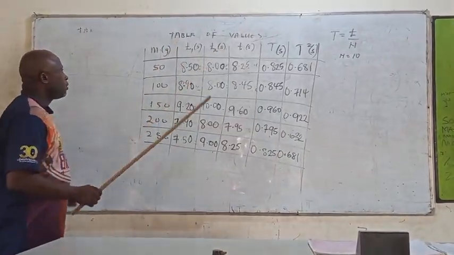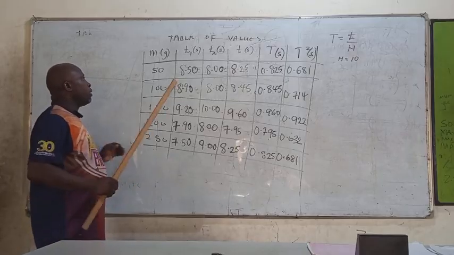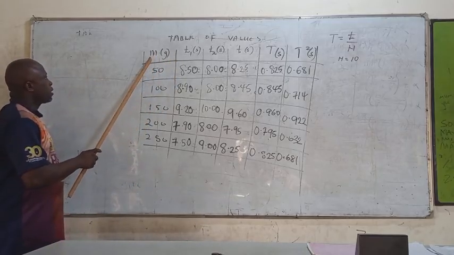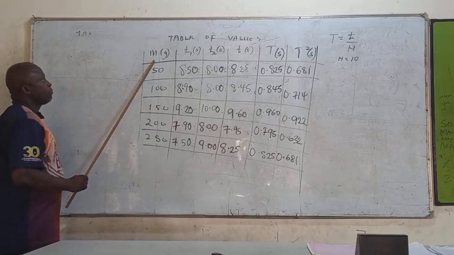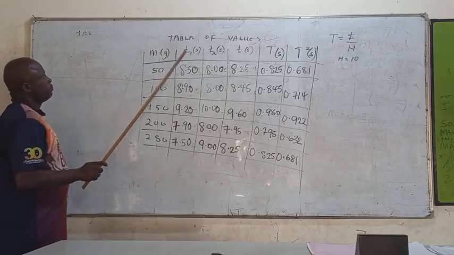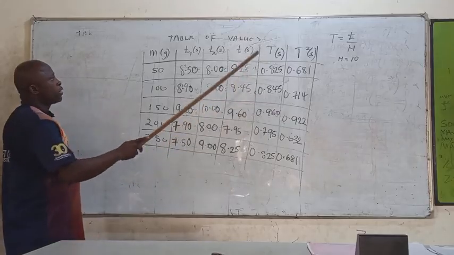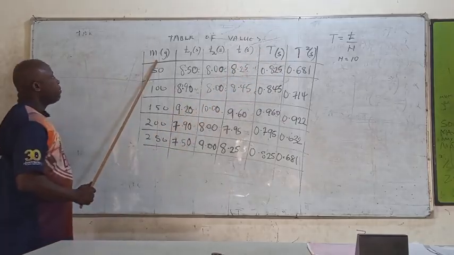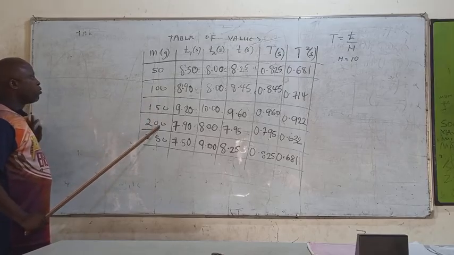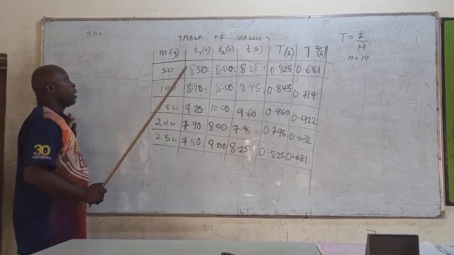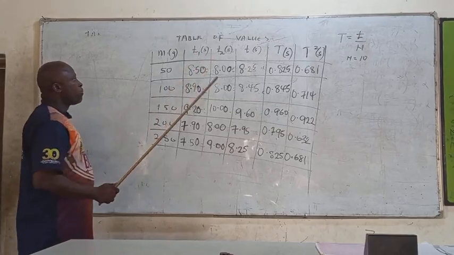This is the table of values from the experiment on vertical oscillation. From the table generated, we have m in gram, t in seconds, T in seconds, and also T squared. M in gram, we are given 50 gram, 100 gram, 150, 200, and 250 gram respectively. We carry out the experiment, repeating it twice. That is what t1 and t2 represent.